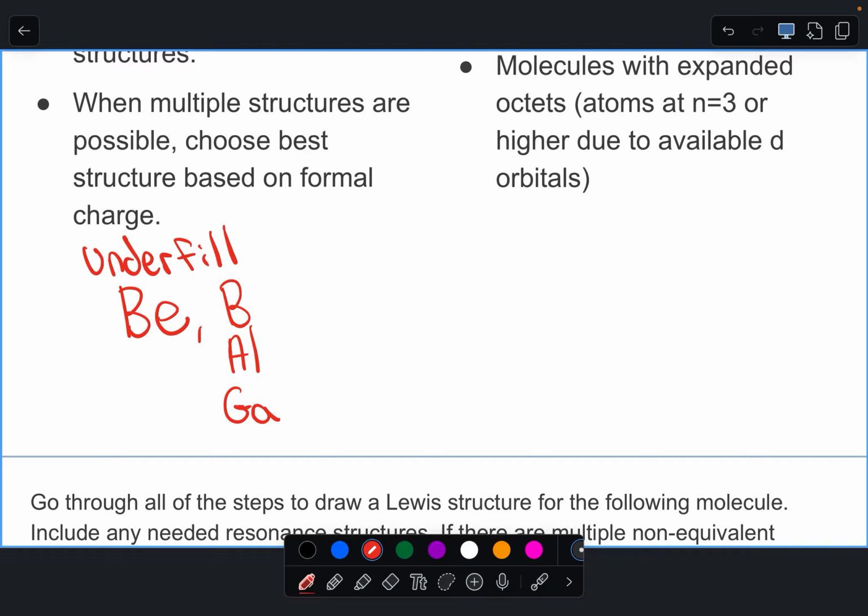Okay, then we have the ones that have to follow the octet, right? Carbon, nitrogen, oxygen, and fluorine.